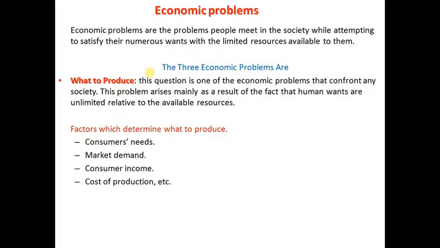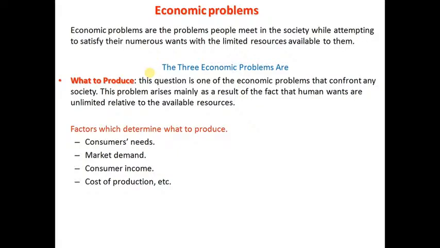So what are the factors that determine what to produce? Number one is consumer needs. You need to take care of the needs of the consumers that you're looking at. If you come to a young population that have small kids, you need to produce for those small kids. That's where the market will grow, and that's where you're going to sell much. Market demand, that's the number two factor. You need to produce things that can be sellable, things that people are demanding for.